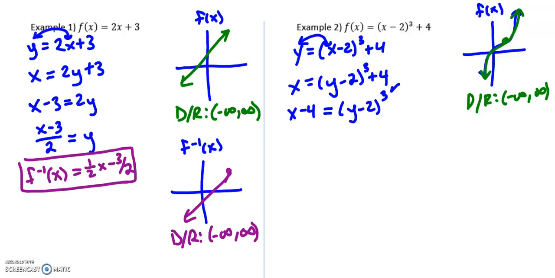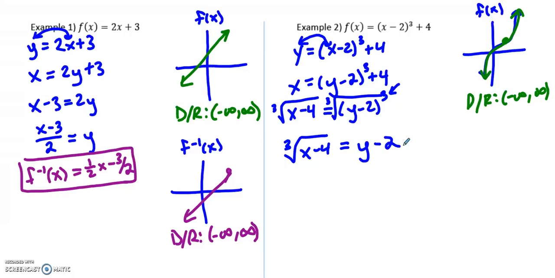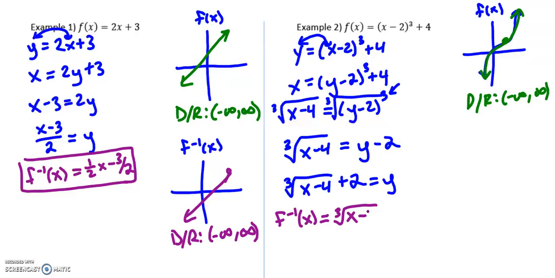So the next guy I have to deal with is that third power. I do that by taking a third root of each side. So the third root of (x minus 4) equals y minus 2. I'm almost there. Add the 2 over. So I have the third root of (x minus 4) plus 2 outside of the radical equals y. I can now read off my inverse. Notice how I like to write it as f inverse of x equals, not really the y because there was no y in my original. So f inverse of x equals the third root of (x minus 4) plus 2. That's my inverse function.